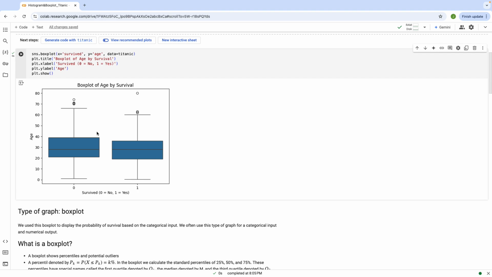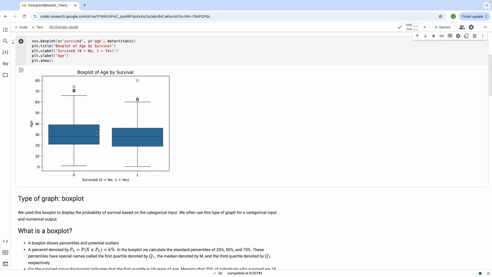So first, let me tell you a little bit about box plots. Box plots show probabilities. In particular, they show percentiles. A percentile is defined by P sub k, and that's here. And the percentiles that are shown in the box plot are the 25th, the 50th, and the 75th percentile.